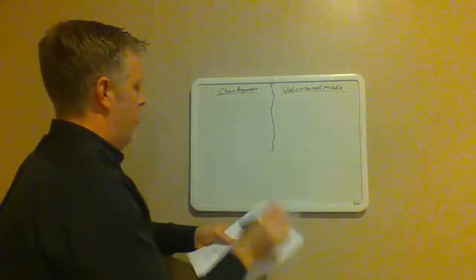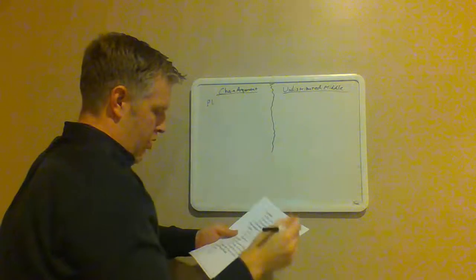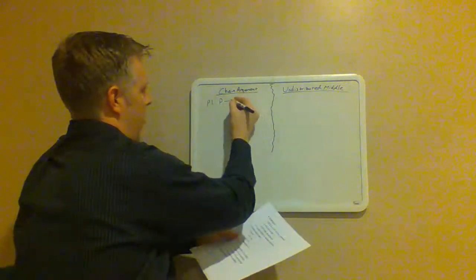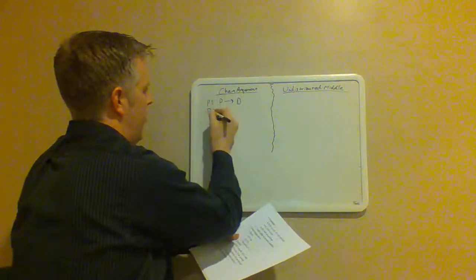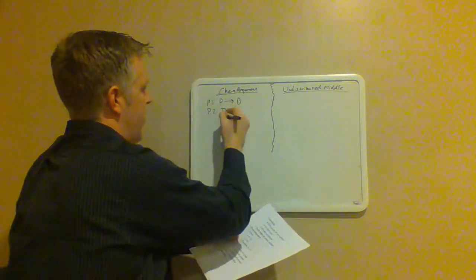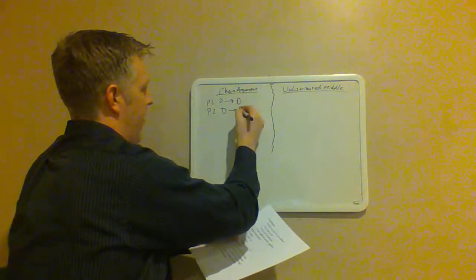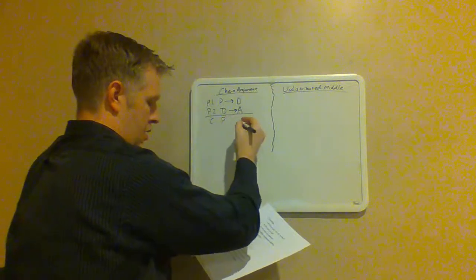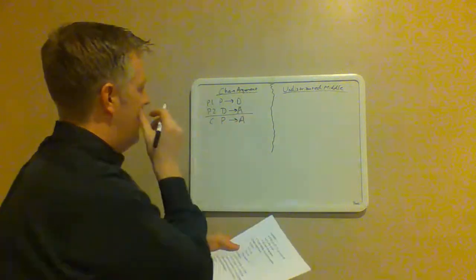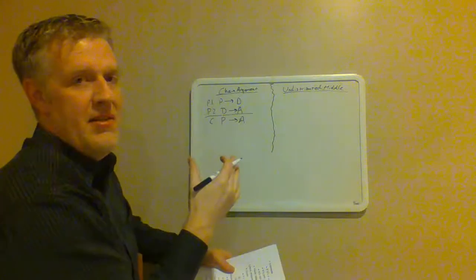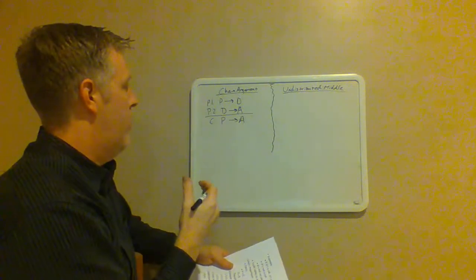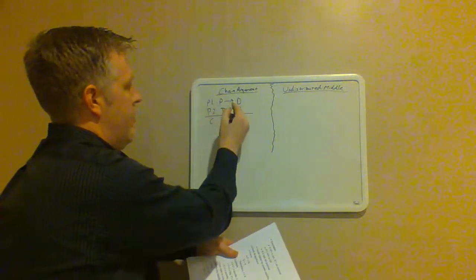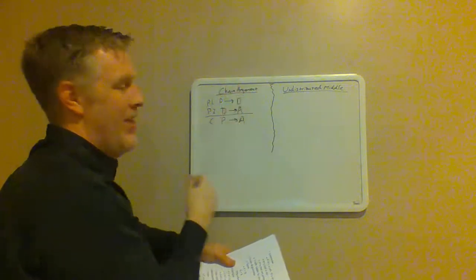Okay, so the way a chain argument works is you've got premise 1, if P then D, premise 2, if D then A, conclusion, if P then A. So again, this is a valid form of argumentation. No matter what argument you're confronted with, if the underlying form consists of this, what's known as a chain argument, then it's going to be valid.